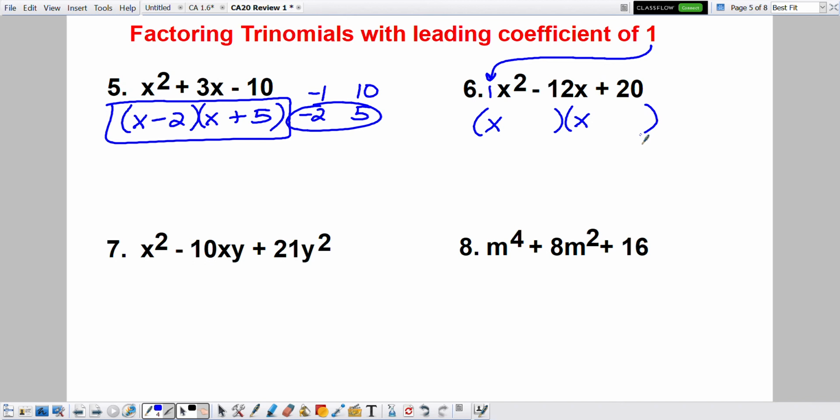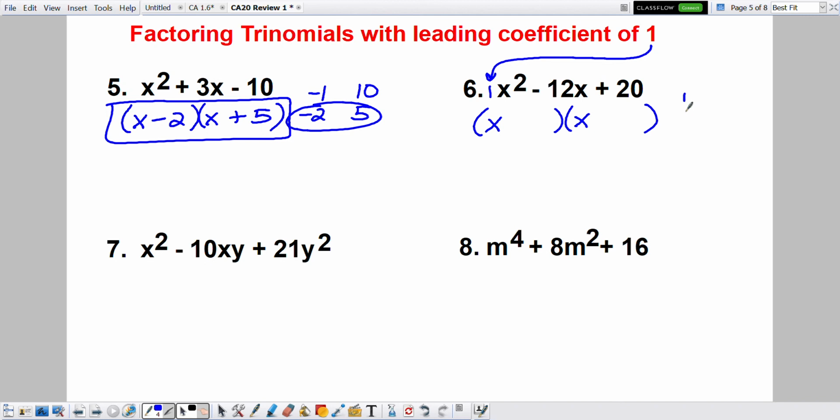X times x is x squared. I want to find numbers that multiply to be positive 20 that combine to be negative 12. Now, whenever this number is positive, you can get that with a positive number times a positive number, or a negative number times a negative number. So I want you to think about that.